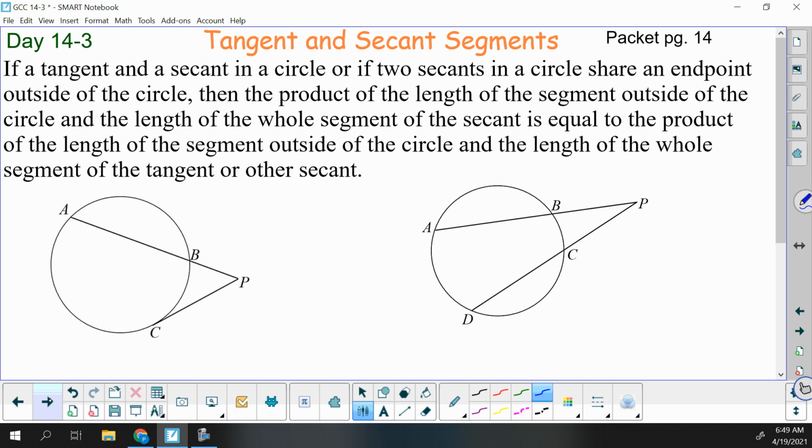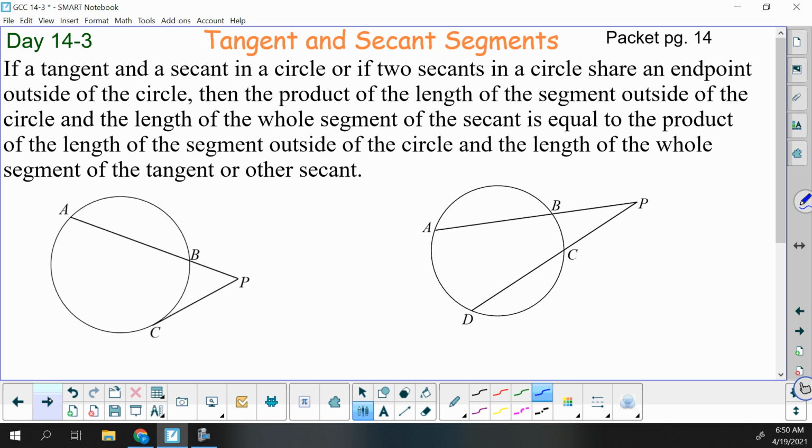So we worked with intersecting chords and diameters that are perpendicular to chords in the previous class. Today we're going to look at a tangent secant segment and a secant secant segment.